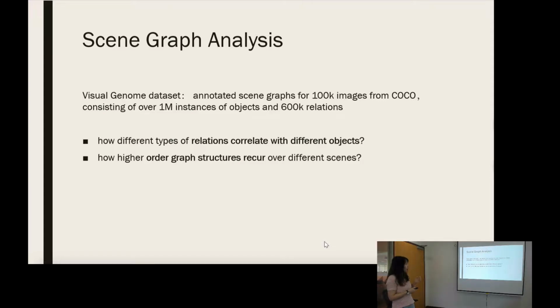First, how are the different types of relations correlated with different objects? That means the different objects and the different relations have some underlying relation with each other. And the second is how higher order graph structure reoccurs over different scenes. Within one scene graph, there may be some repeated patterns of graph structure, and that's also helpful when we're building the scene graph.